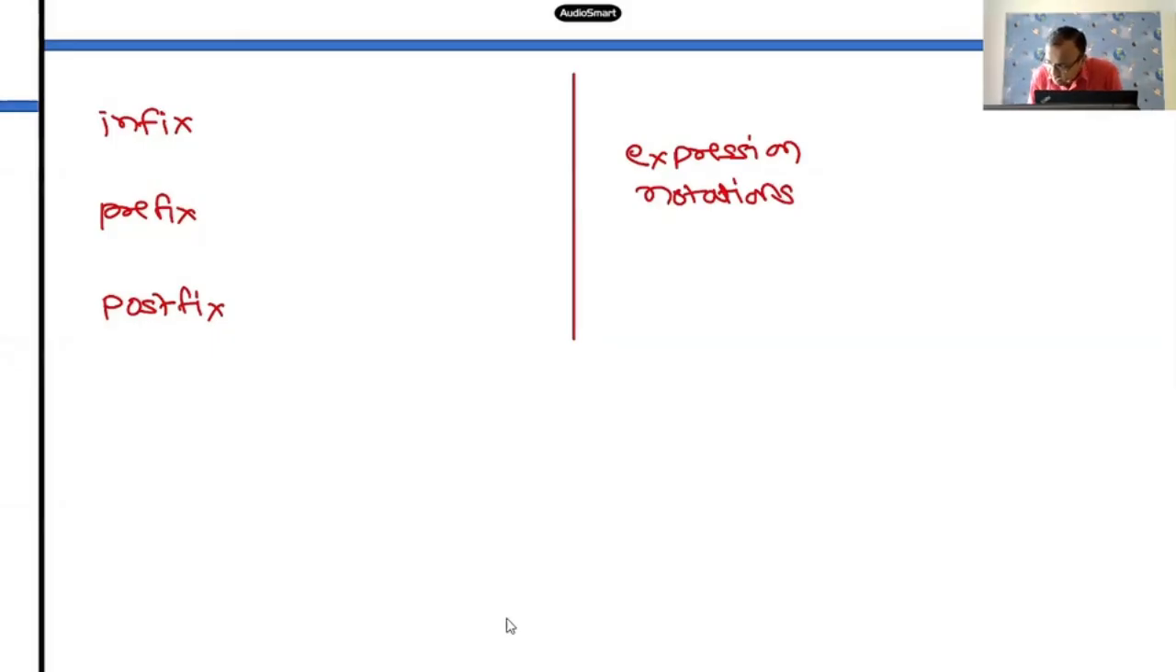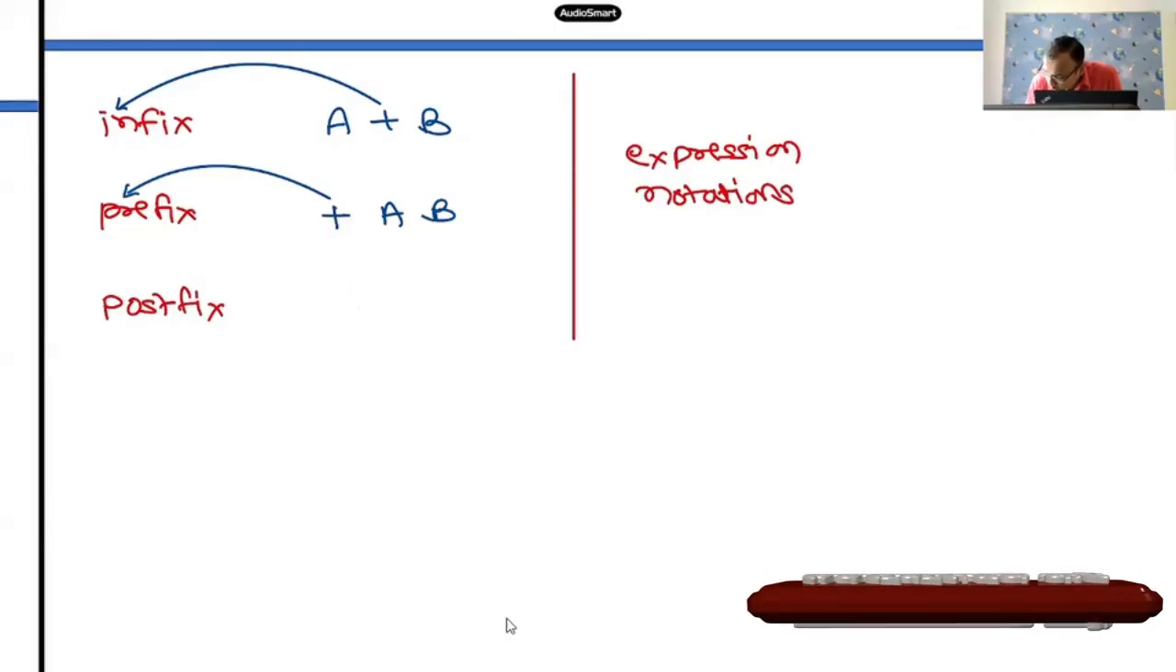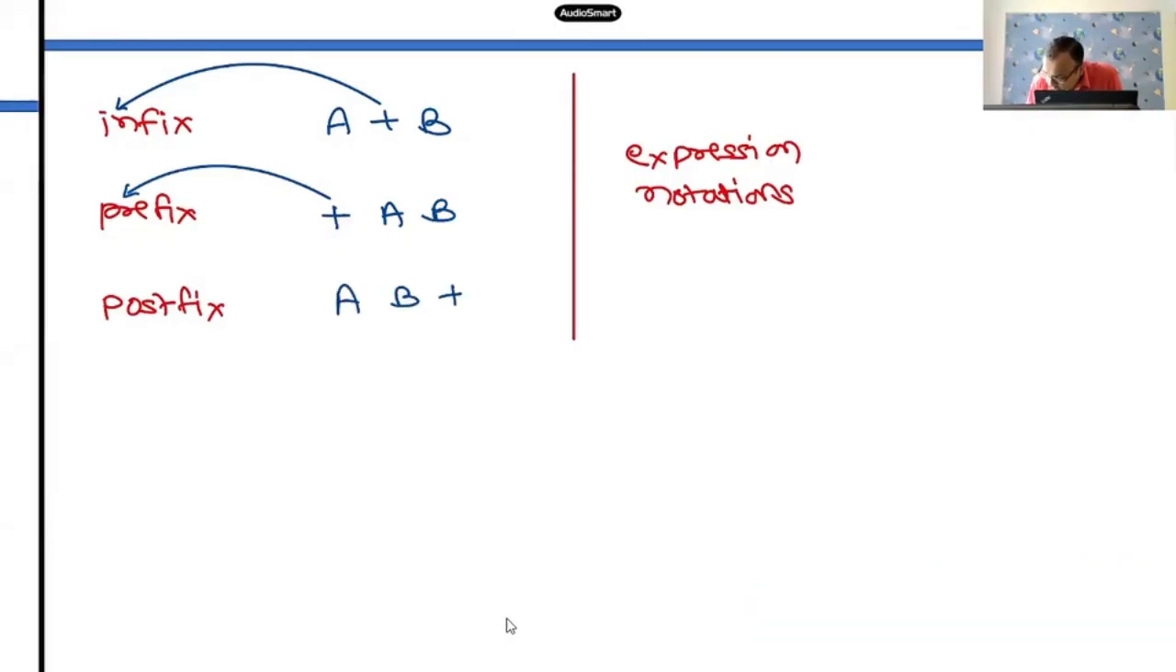तो इनफिक्स तरीका क्या कहता है? इनफिक्स तरीका ये कहता है कि आपका ऑपरेटर इज़ इन बिटवीन द ऑपरेंड. Operator is in between the operand, that's why it is referred to as infix. Okay, go ahead. What is prefix? In prefix, the operator is before the operand. And finally, it is AB plus. What is AB plus? In AB plus, the operator is after the operand. Post in the sense operator is after the operand. That's why it is called a postfix. So these are the expression notations.